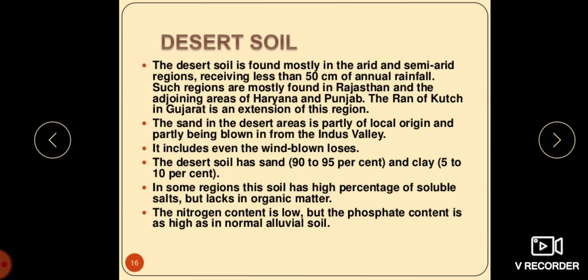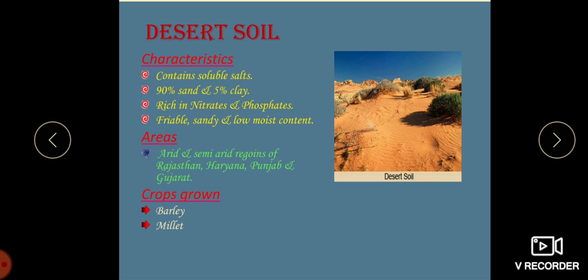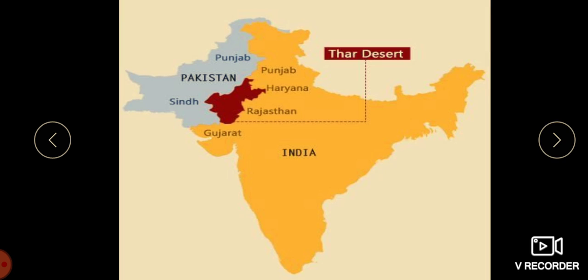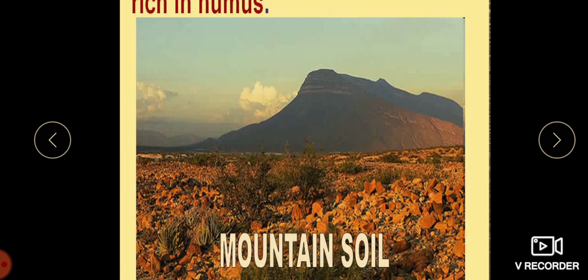Some crops can be grown here with the help of irrigation. Now we will move on to the next. These are the characteristics, and the crops I explained. Now we can see Punjab, Haryana and Rajasthan, adjoining the Thar desert, where we have desert soil. So now we will move on to the next soil, that is the mountainous soil.